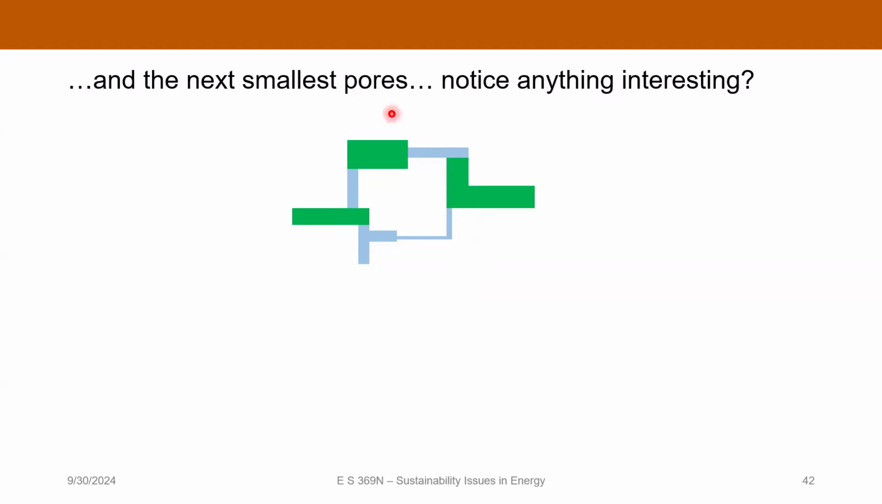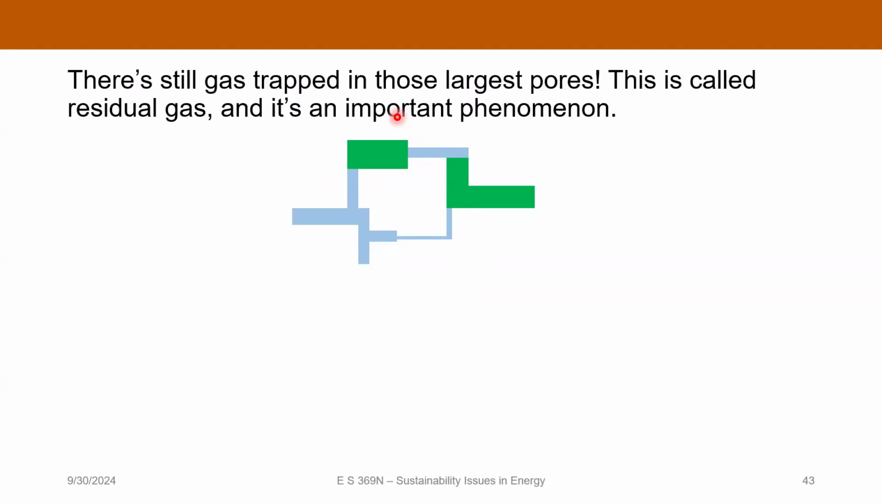But now you'll notice something that starts happening, which is that the CO2 has been trapped in this large pore. It can't get out because the pressure hasn't been reduced enough. So it's been trapped by capillary forces. And if we keep reducing the pressure, we will not be able to get that CO2 out. It's going to be trapped. And we call that residual gas. And that's really important for understanding CO2 storage.